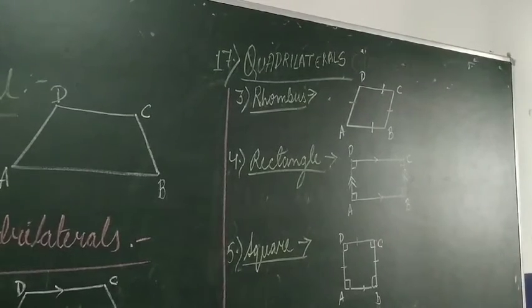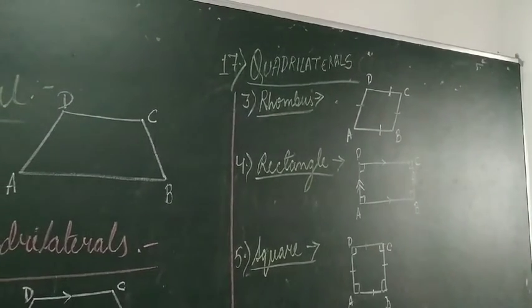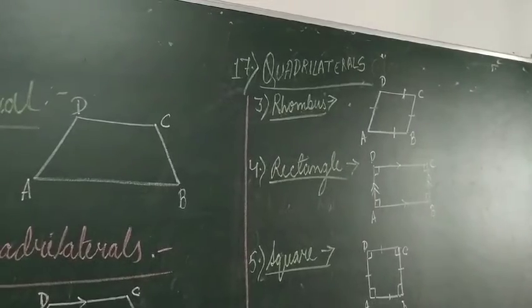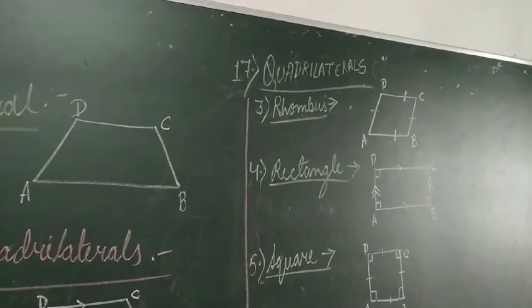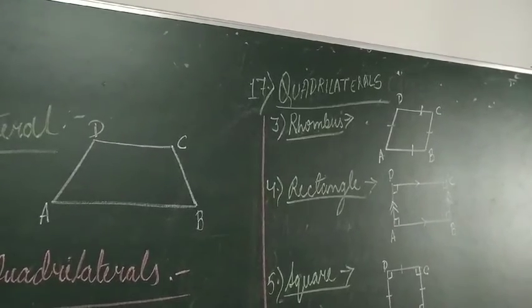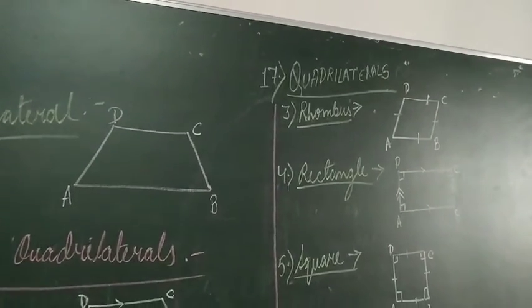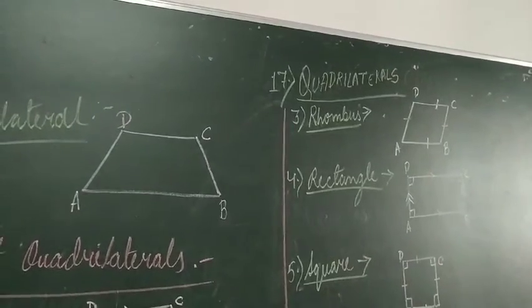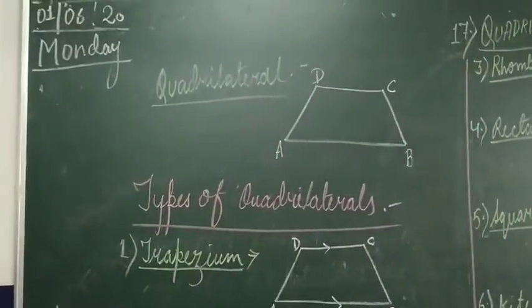Hello, good afternoon students. Today we are going to start our new chapter and the name of the chapter is quadrilateral and the chapter number is 17. This chapter you will do in your geometry copy. First see the introduction. Quadrilateral.